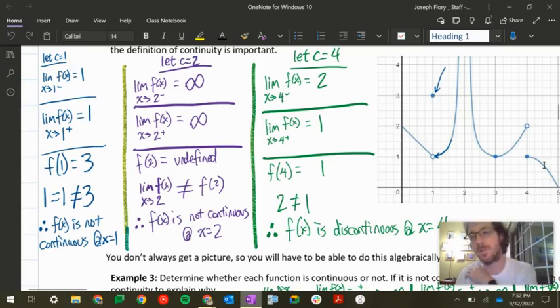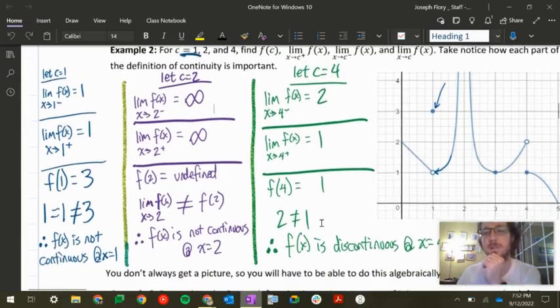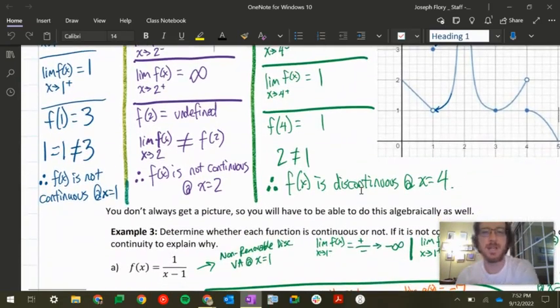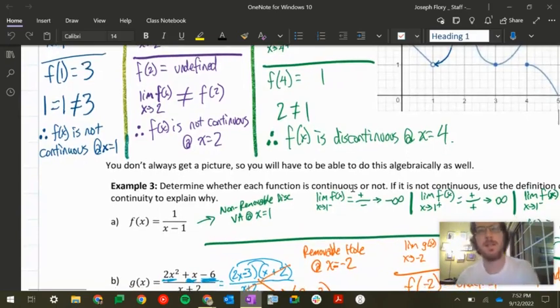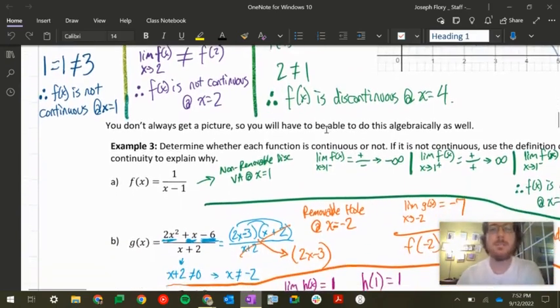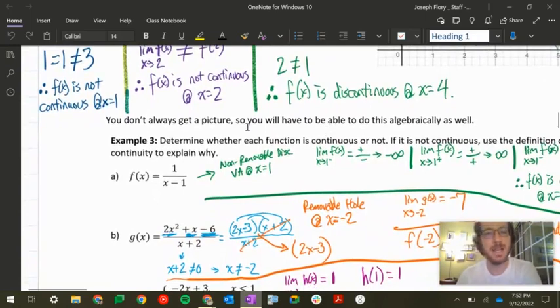Lastly, let c equals 4. So now we're looking at this jump discontinuity here. So again, left-sided limit, we're looking at a y value of 2. Right-sided limit, we're on this last piece here, approaching 4, which approaches a y value of 1. Those one-sided limits are not the same, so it actually doesn't even matter where it's evaluated. 2 doesn't equal 1, so by the definition, we've proved that it's not continuous at x equals 4. Okay, showing each of those steps is important. You don't always get a picture, so you have to be able to do this algebraically as well.